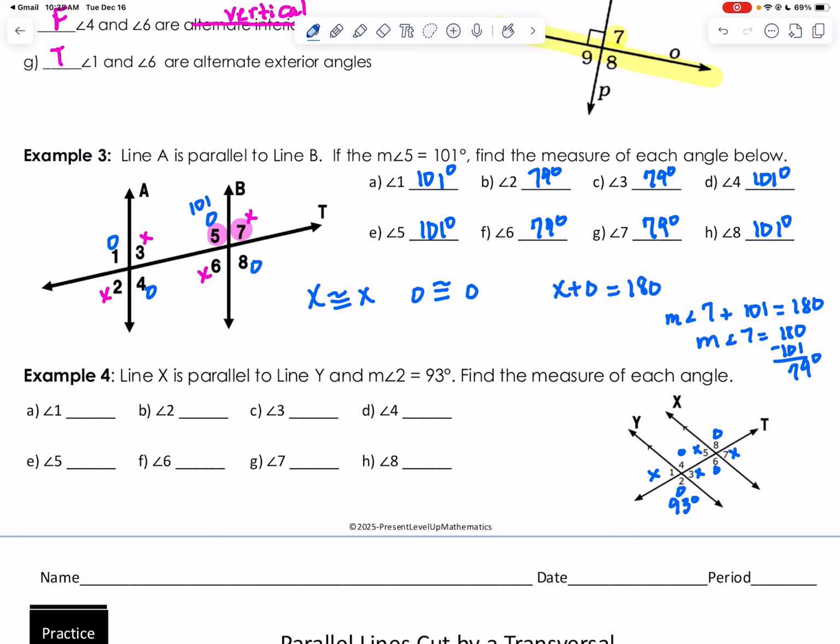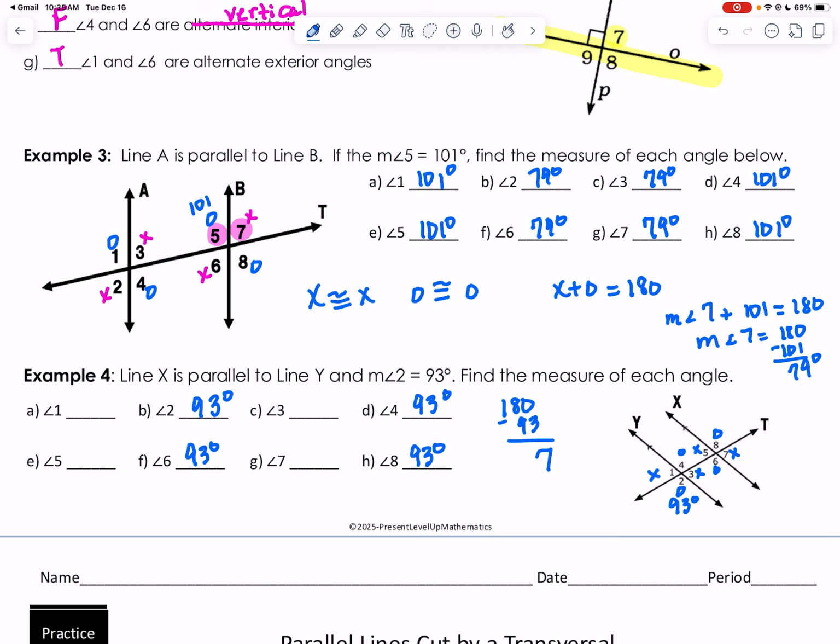All right, welcome back. All right, hopefully the first thing you did was write down that the measure of angle 2 is 93 degrees. And since it's an O, I'm going to label all the O's with 93 degrees. Angle 8 was 93 degrees, and angle 6 was 93 degrees. Now, to get all of the other angles, you're simply going to take 180 and subtract 93.